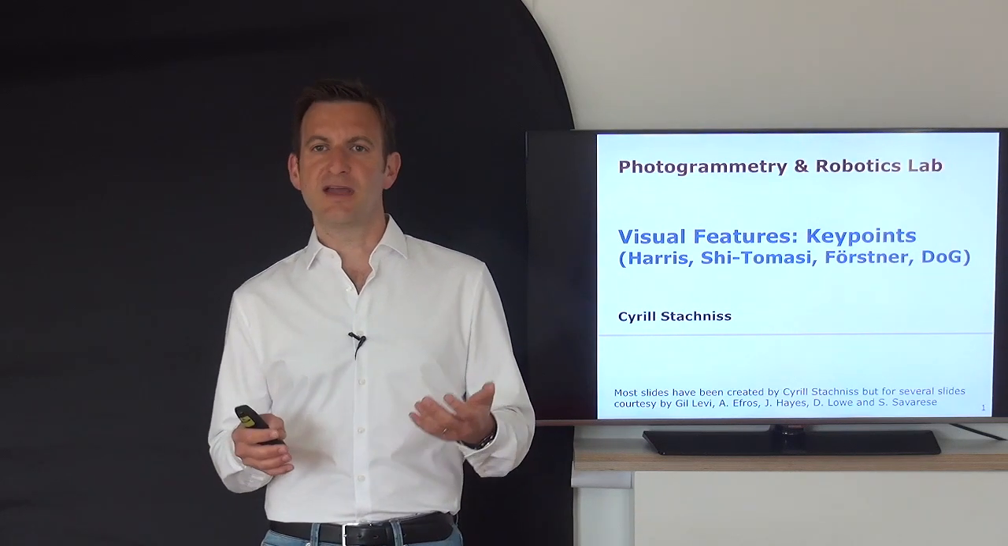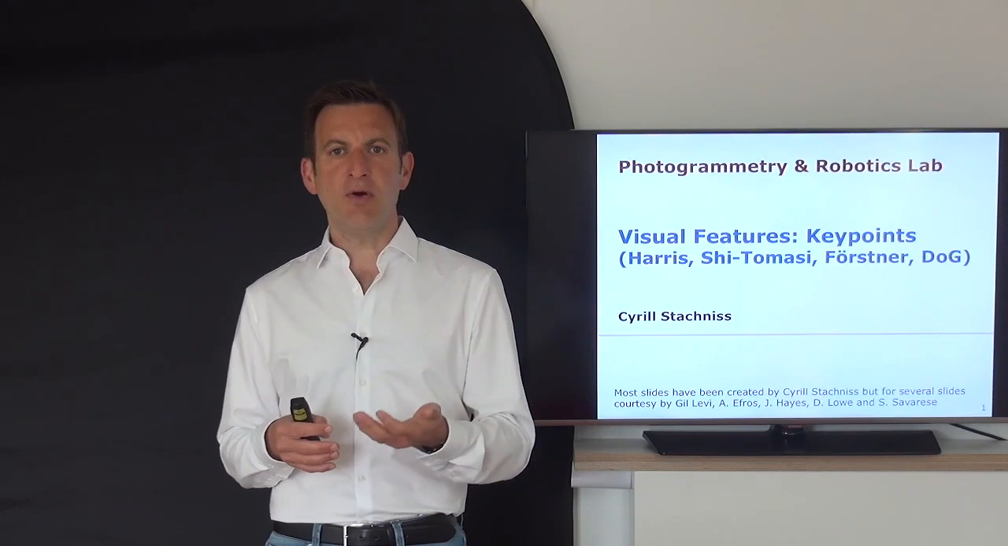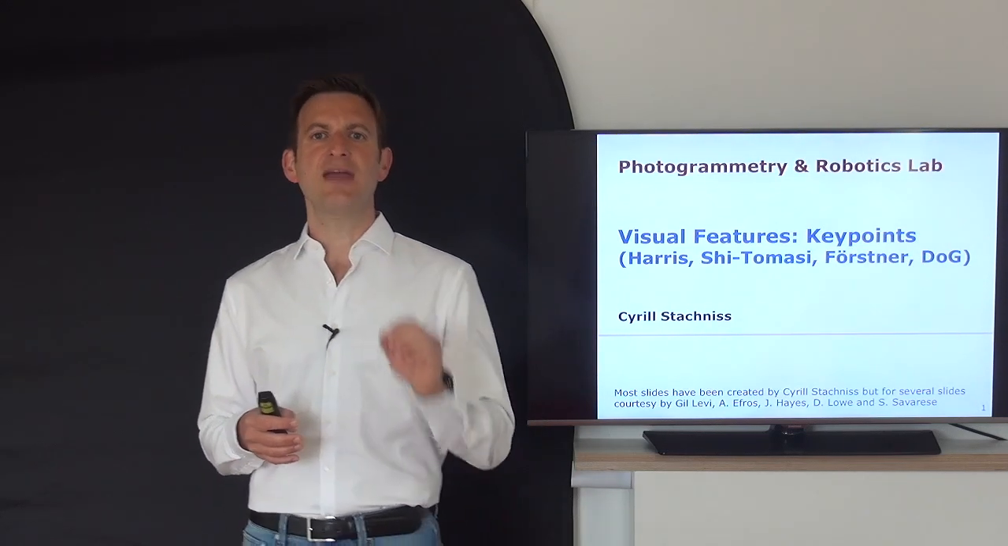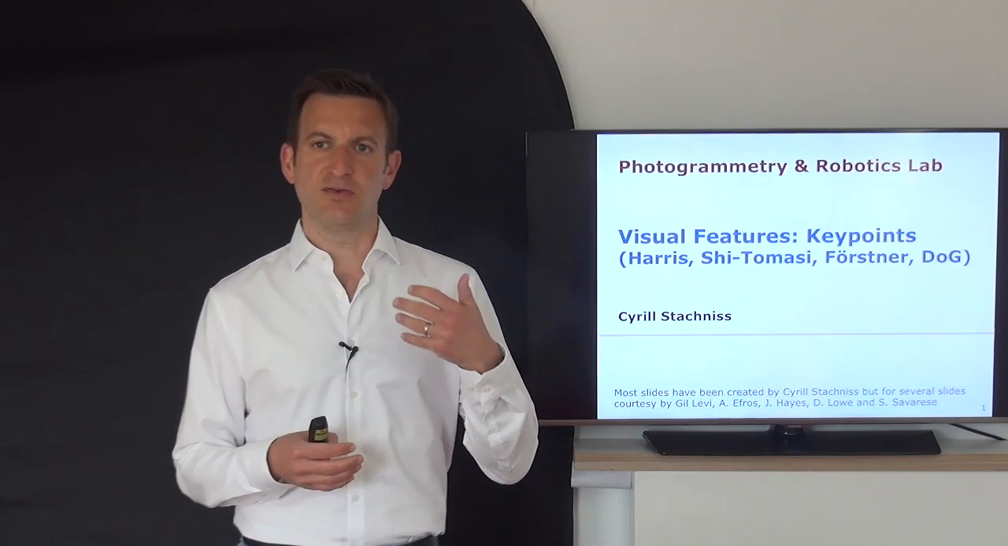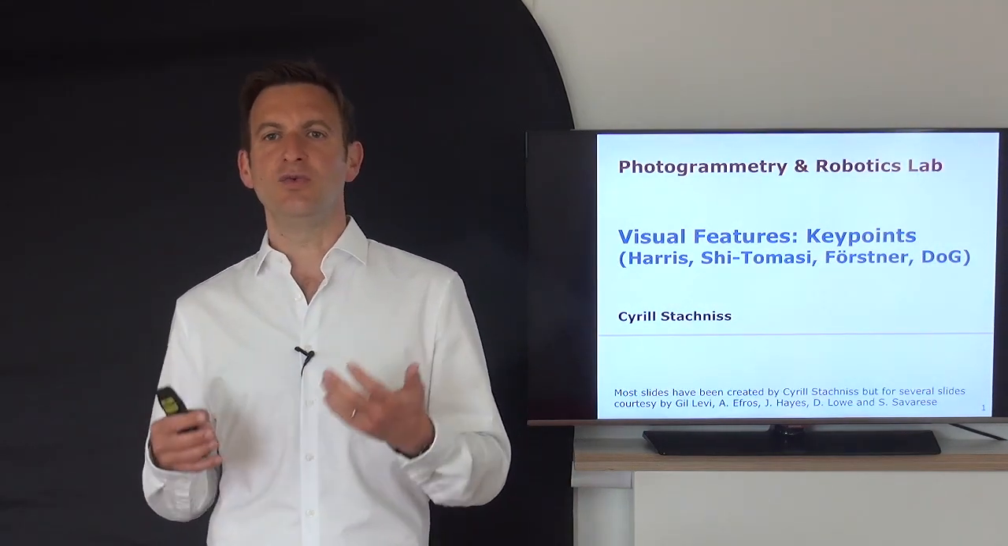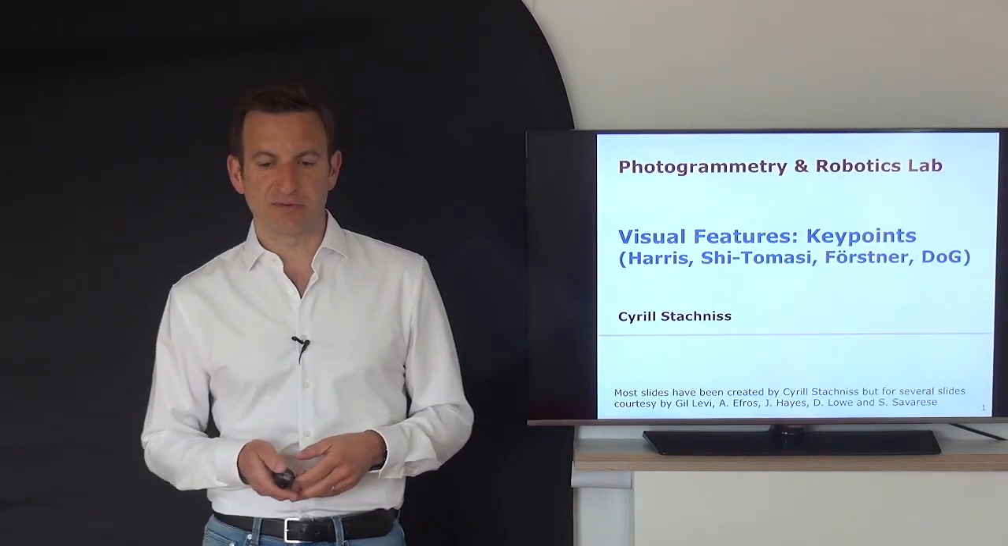So this lecture here today is split into two parts. The first one looks on the key points parts. This is basically the location of distinct points in the image. And the second part of the lecture looks then into descriptors. So how do we describe those key points that we can use them for matching purposes, for example.